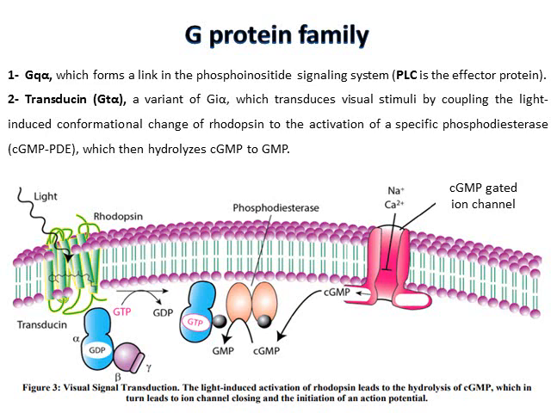The second member of the G protein family is transducin, known as GT alpha. It's a variant of GI alpha, which transduces visual stimuli by coupling the light-induced conformational change of rhodopsin to the activation of a specific phosphodiesterase (PDE), which then hydrolyzes cyclic GMP to GMP. In fact, what happens here is that the light leads to a conformational change in rhodopsin, which in turn leads to the activation of transducin, which is a GT alpha.